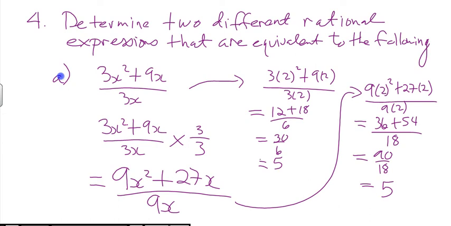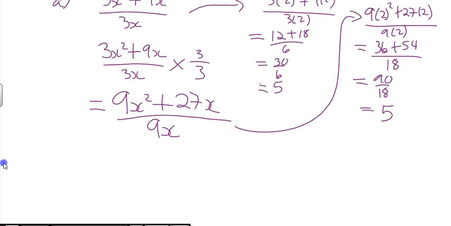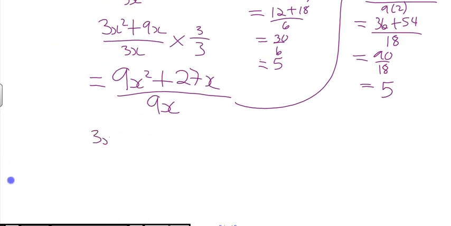Okay, we need one other equivalent to 3x squared plus 9x over 3x. So what else can I do to this? I multiplied by 3. We could divide by 3, right?